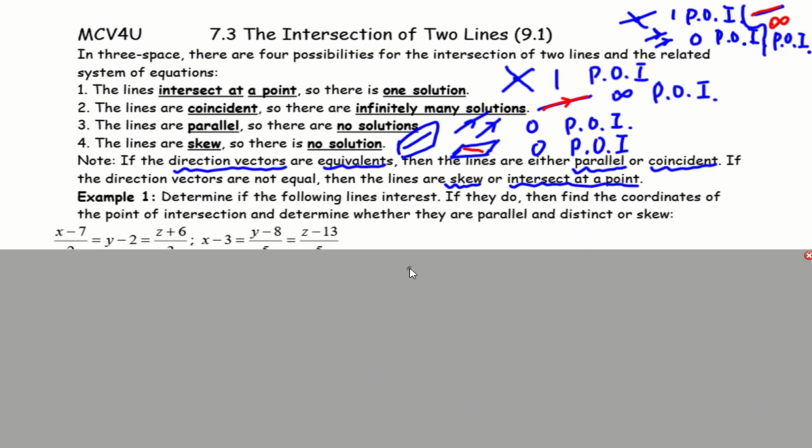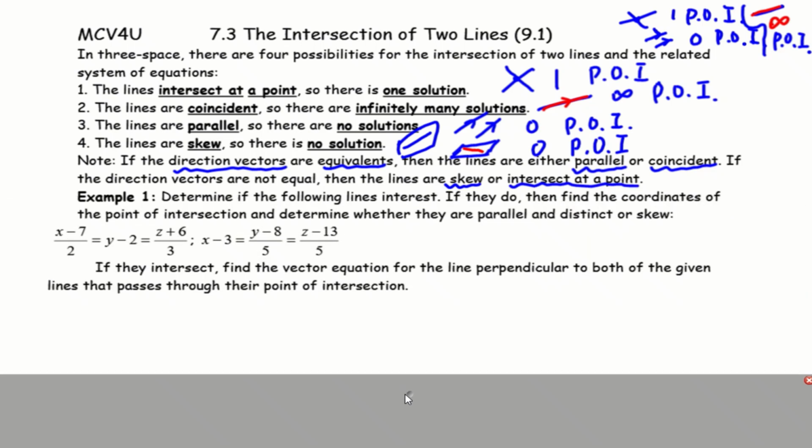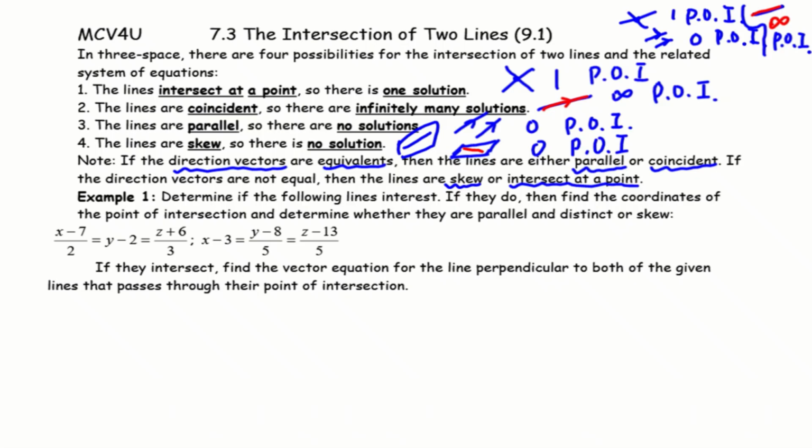So now we are going to see how we are able to find the point of intersection for the 2 lines, and determine if the following lines intersect. If they do, then find the coordinates of the point of intersection, and determine whether they are parallel, distinct, or skew.